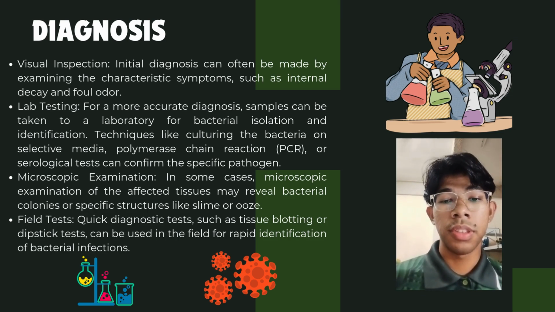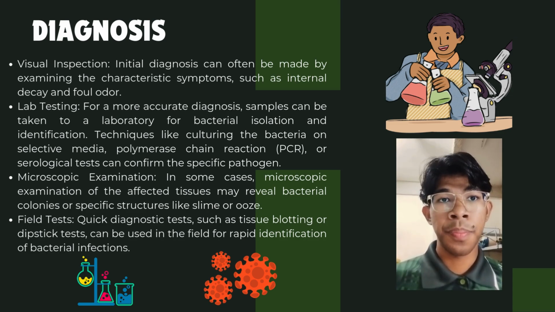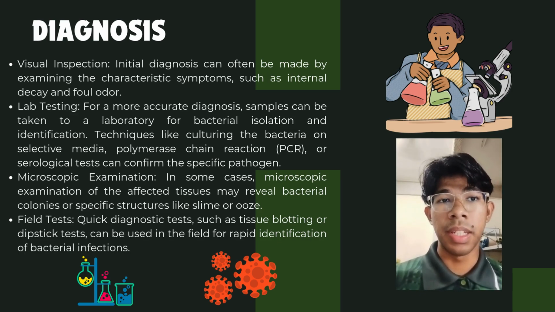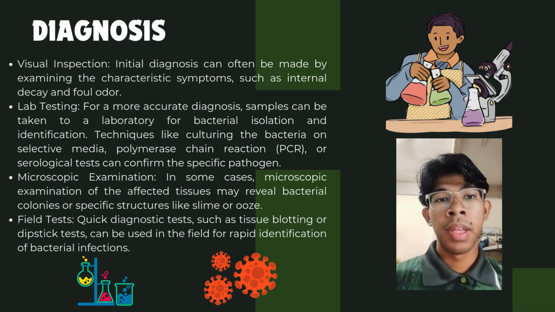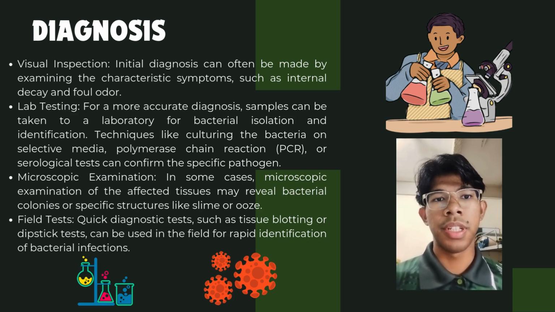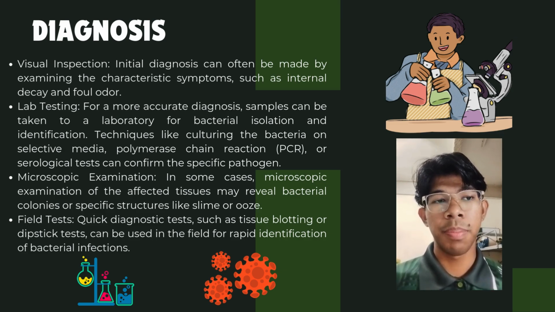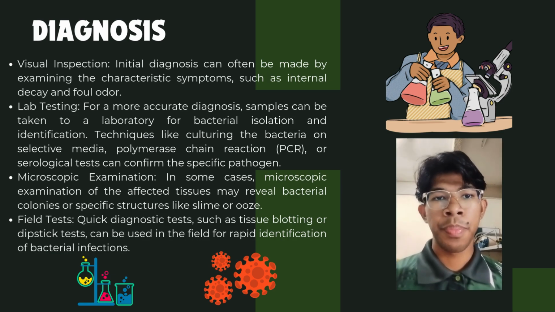So for diagnosis of this bacteria, firstly, visual inspection. Initial diagnosis can often be made by examining the characteristic symptoms such as internal decay or foul odor. Next, lab testing. For a more accurate diagnosis, samples can be taken to a laboratory for bacterial isolation and identification. Techniques like culturing the bacteria on selective media, polymerase chain reaction (PCR) or serological tests can confirm the specific pathogen.